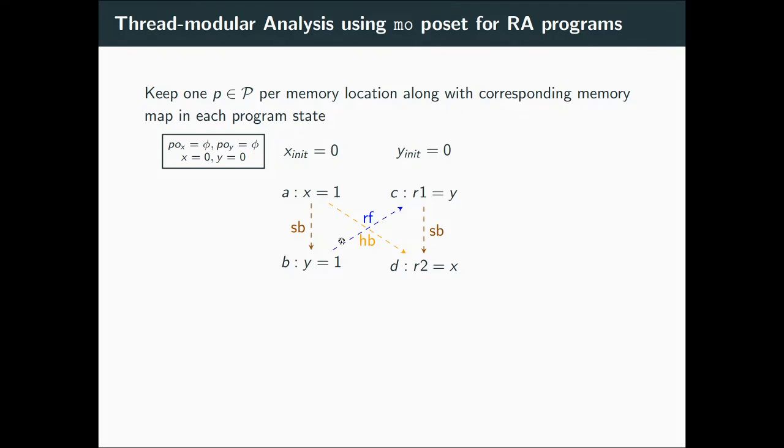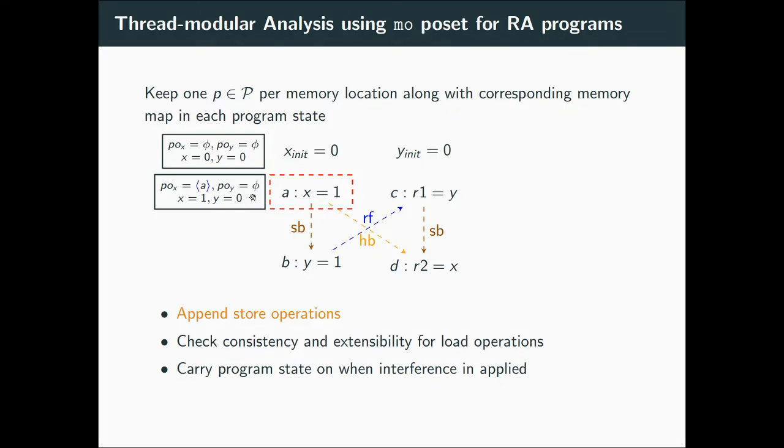Initially, the modification orders are empty, so we start with PO_X and PO_Y set to empty. When a store operation is executed, it will be added to MO. So, when A is executed, we append A to the partial order with respect to X. Similarly, when B is executed, the partial order of Y is changed to B.